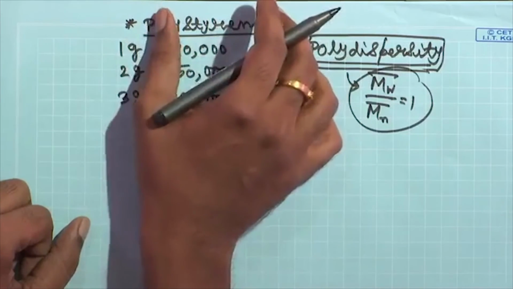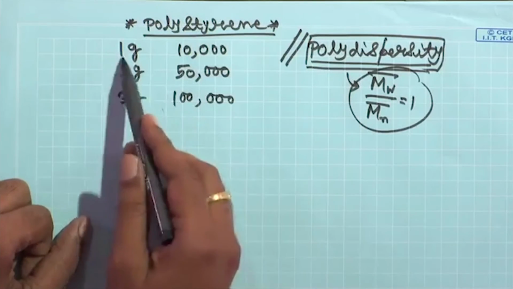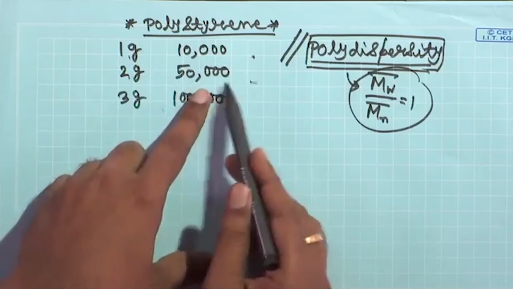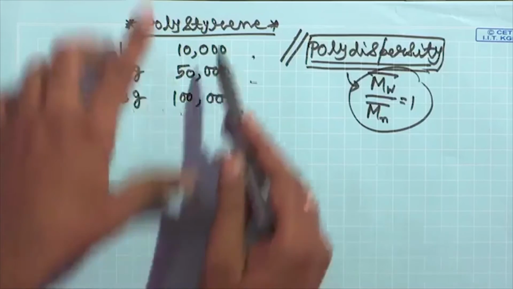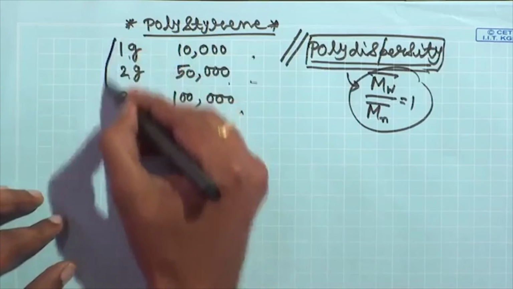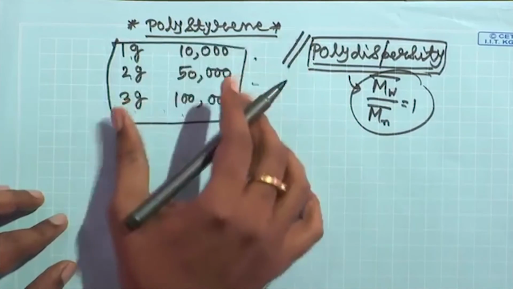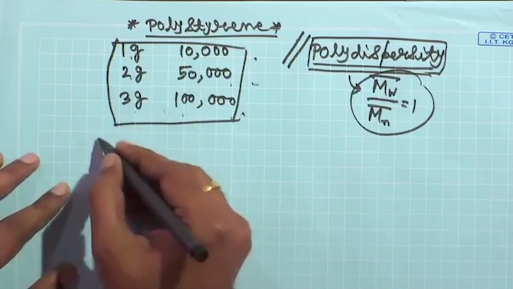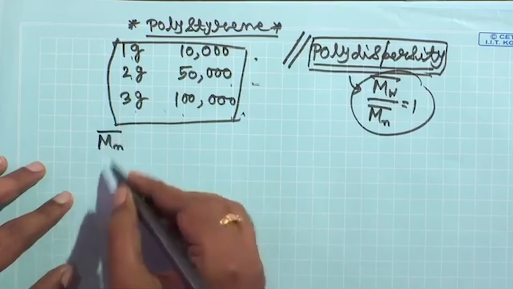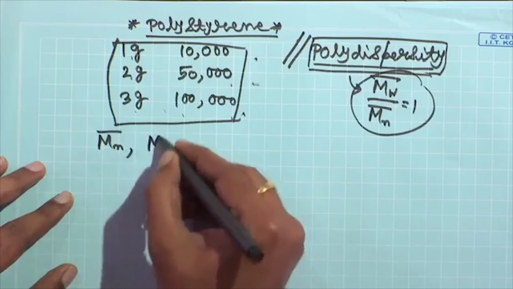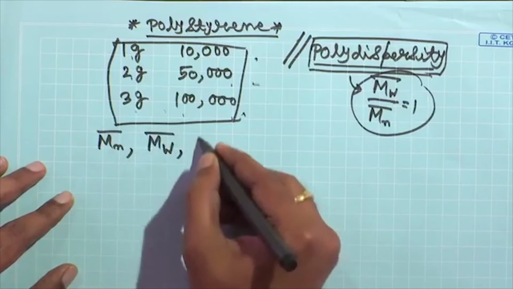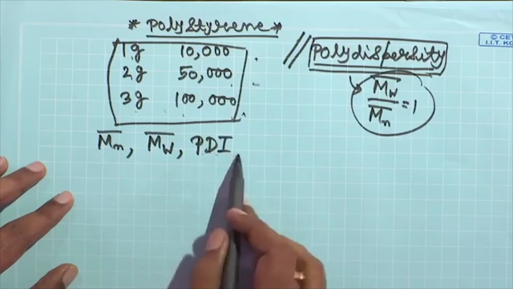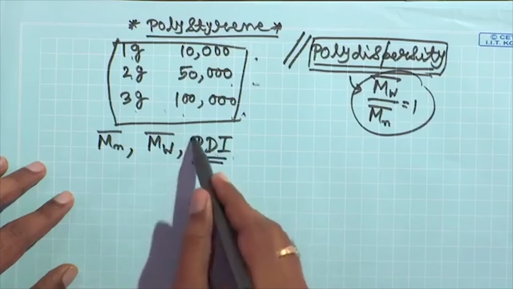So, polystyrene sample: you have 3 fairly monodispersed samples, 1 gram of 10,000, 2 grams of 50,000 molecular weight and 3 grams of 100,000 molecular weight, and then we mix them up. Then the question is, in this particular sample with all these 3 together, what is the value of Mn, that is number average molecular weight, what is the value of Mw, weight average molecular weight, and what is the value of PDI, that is polydispersity index. We will talk about it a little bit later.